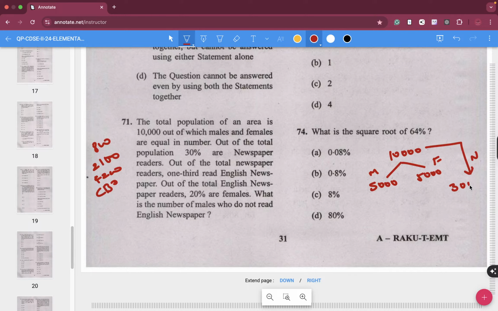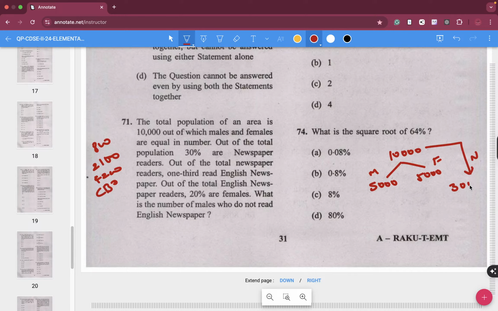So what is the number of males who do not read the English newspaper? 800 males read the English newspaper, and the total number of males is 5,000. So 5,000 minus 800 is 4,200. Question number 71, C is the correct answer, folks.